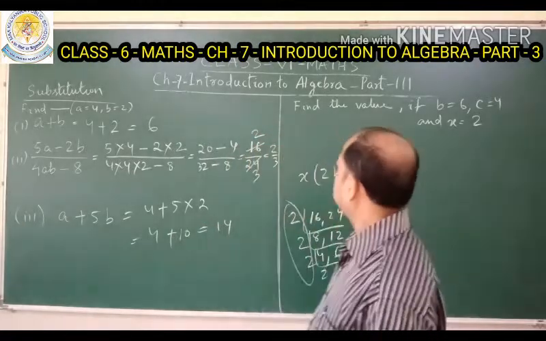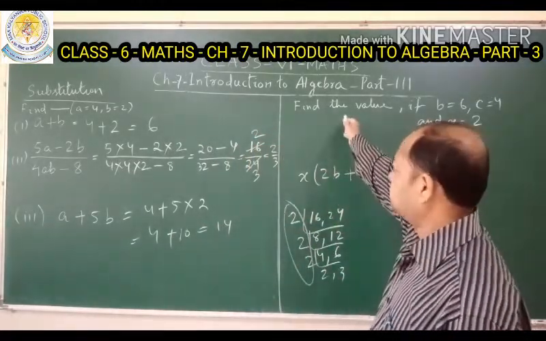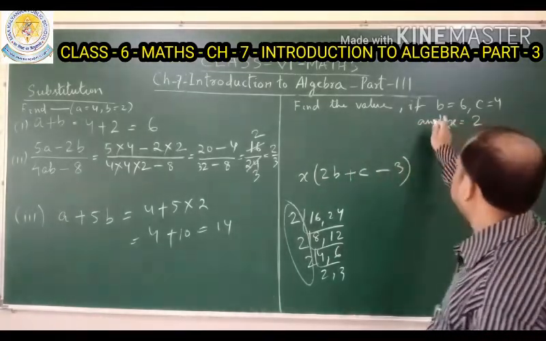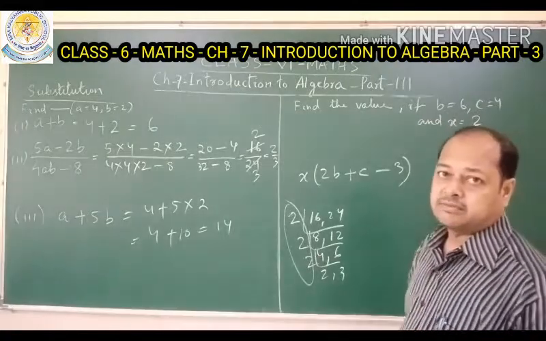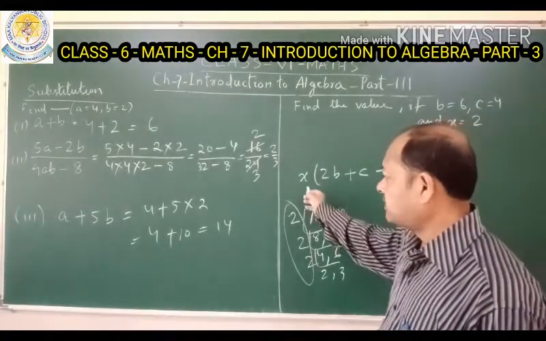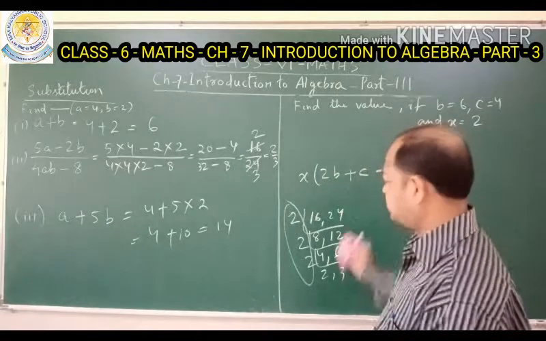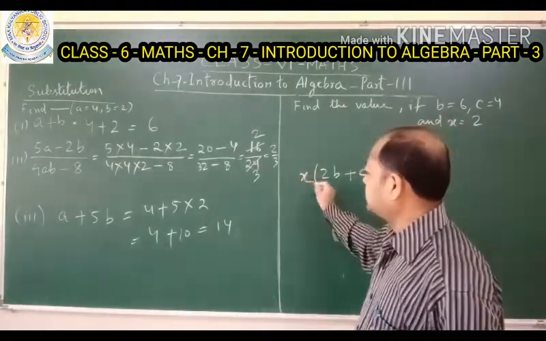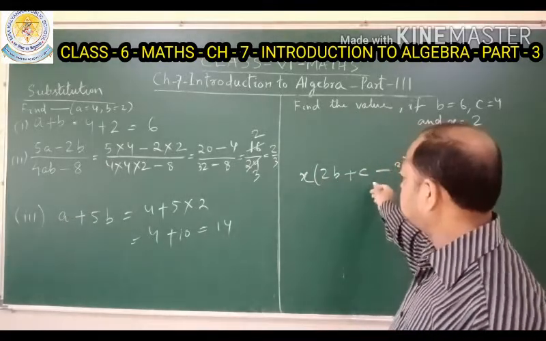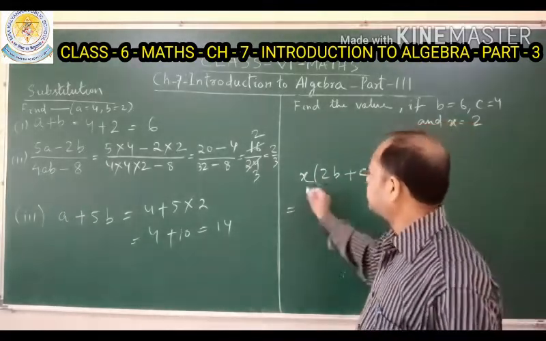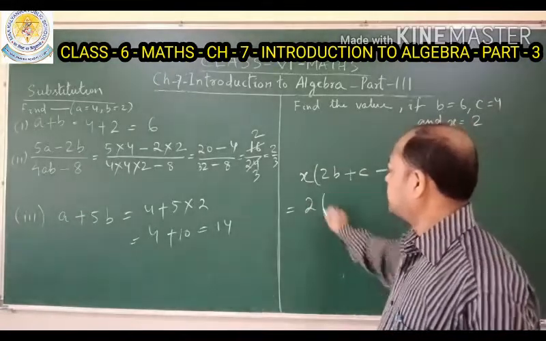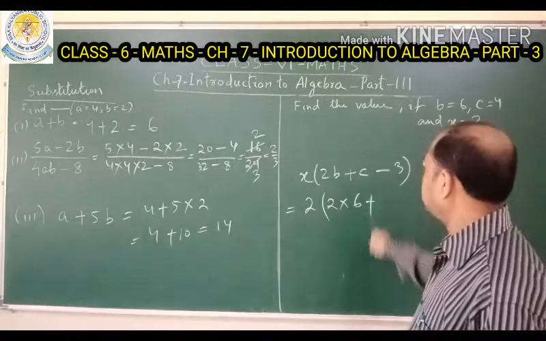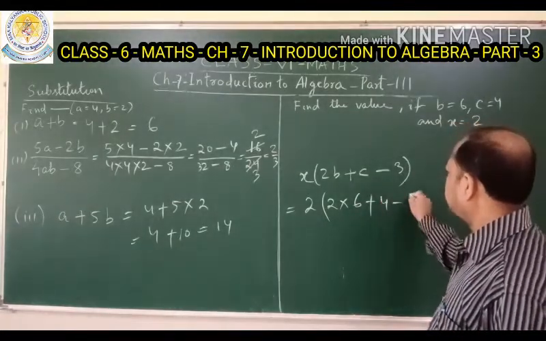Now let's look at the next question. Find the value of the following algebraic expression, where the values of b, c and x are given. So let's find out. Here it is written x into (2b plus c) minus 3. So in place of x write 2, into 2 into b, and b is 6, plus c, and c is 4, minus 3.